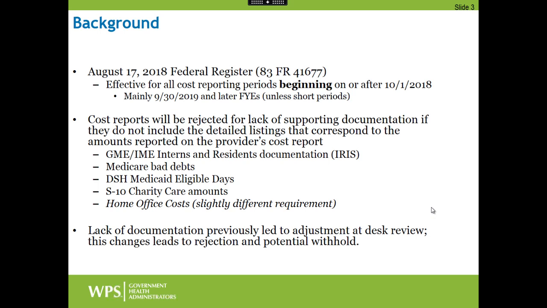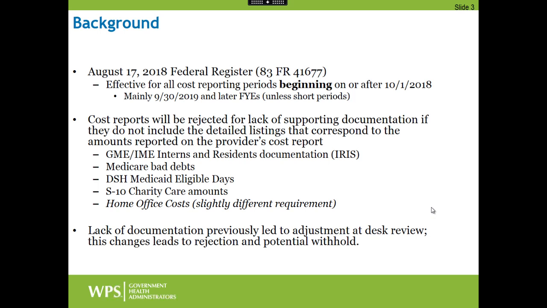The next one would be Medicare bad debts, and then we have DISH Medicaid eligible days, Worksheet S10 charity care or uncompensated care amounts. And then notice in italics here I have home office costs. And the reason I have that in italics is that the requirements are slightly different for that. It's not necessarily a listing that you're going to be submitting. It's the home office cost statement. But we'll see how that's different in just a little bit.